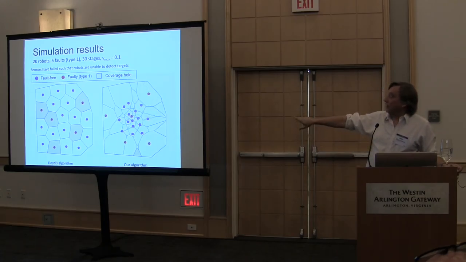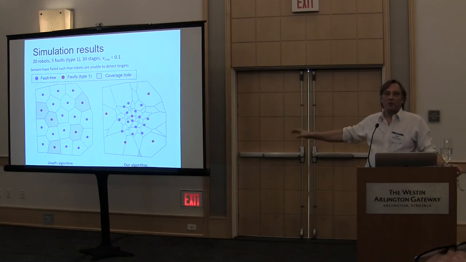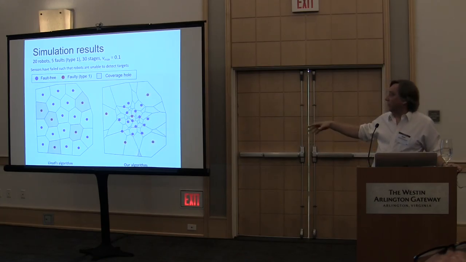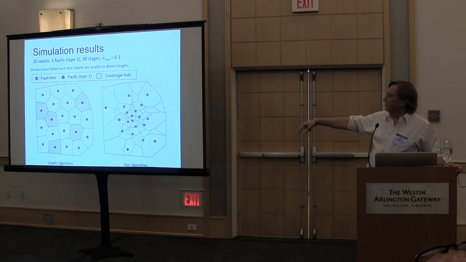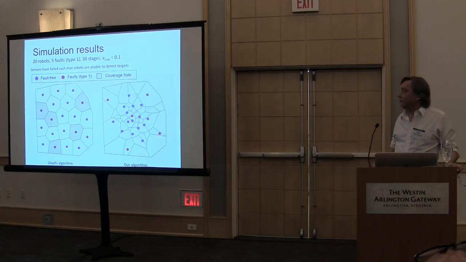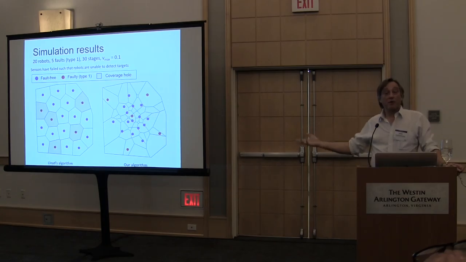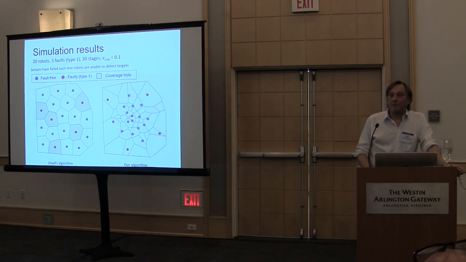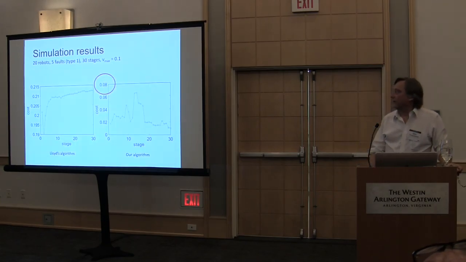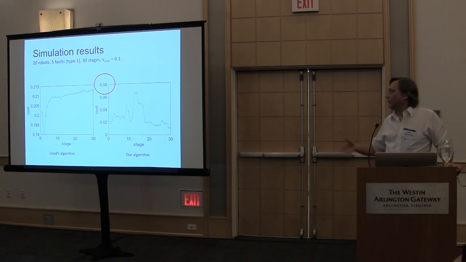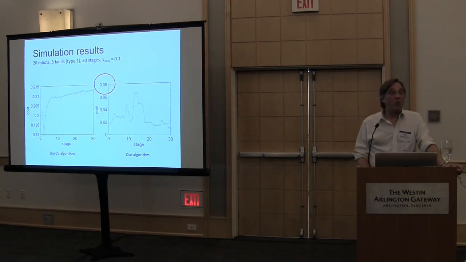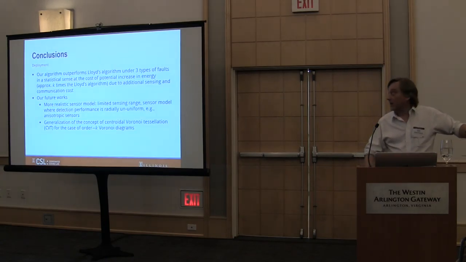What you see on the right is our algorithm. I won't go into the details of why they're switching and not all moving at the same time, but you'll notice that the uncovered region gets smaller and smaller and eventually vanishes, so that every part of the space is covered by enough sensors that even if all the red ones fail, no target can escape detection, or probabilistically, with probability one, we can detect a target. After only 30 iterations, you get down to a very small probability of missed detection.